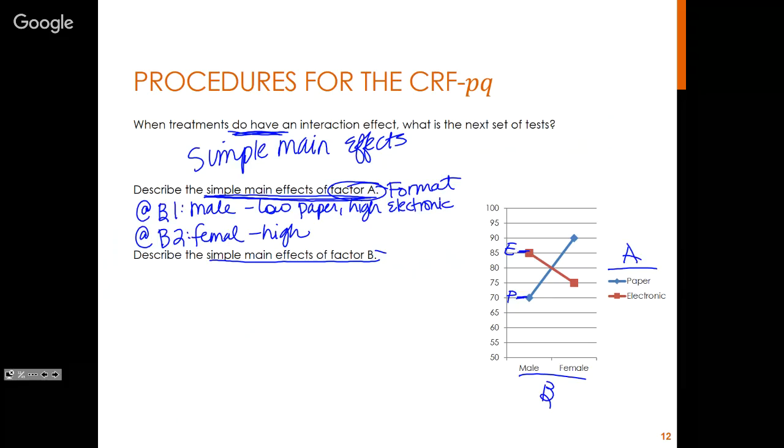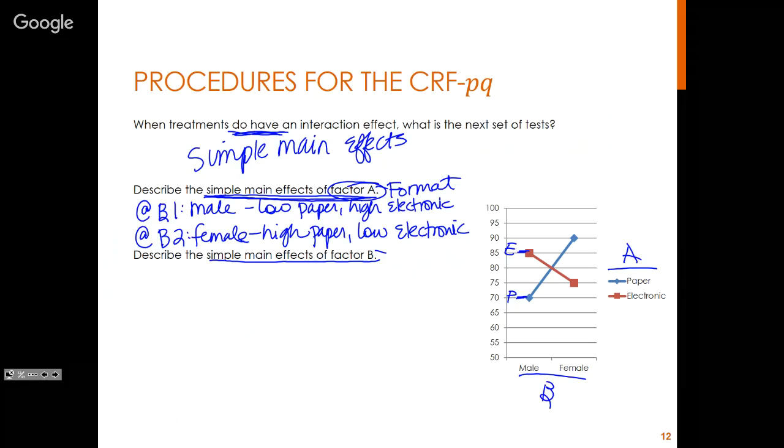And what do we put for female? There we go. High paper, low electronic. So we almost have to see all levels of both factors described in the simple main effects. And it should be confusing because that's what simple main effects are, kind of at the lowest level of all of them. So you have a lot of levels of both factors.